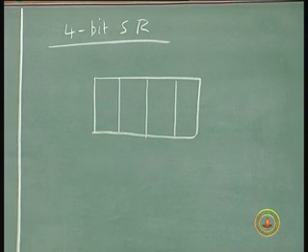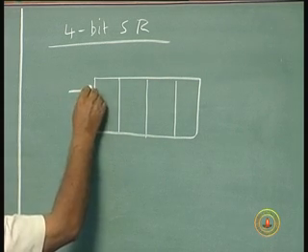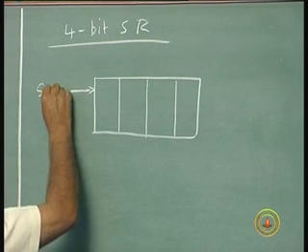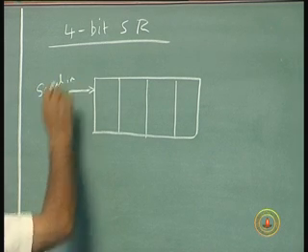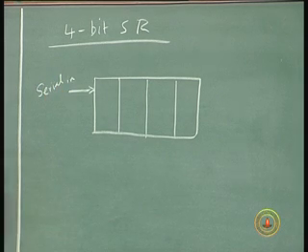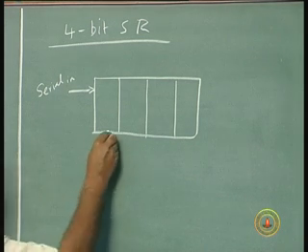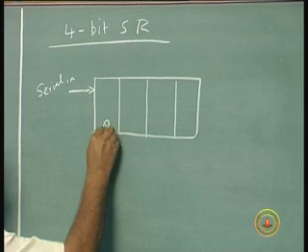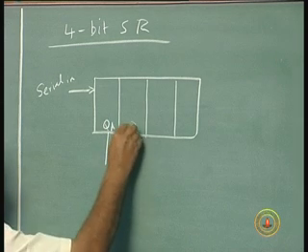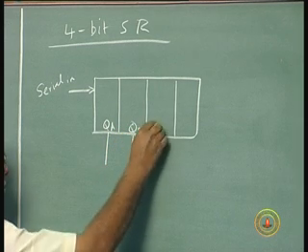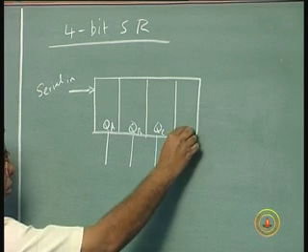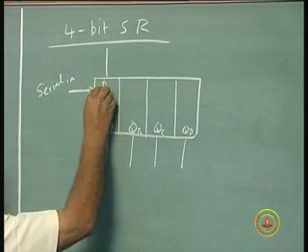I put the data here, this input is called a serial in. The 4 flip flops have outputs QA, QB, QC, QD. And 4 inputs called DA, DB, DC, DD.